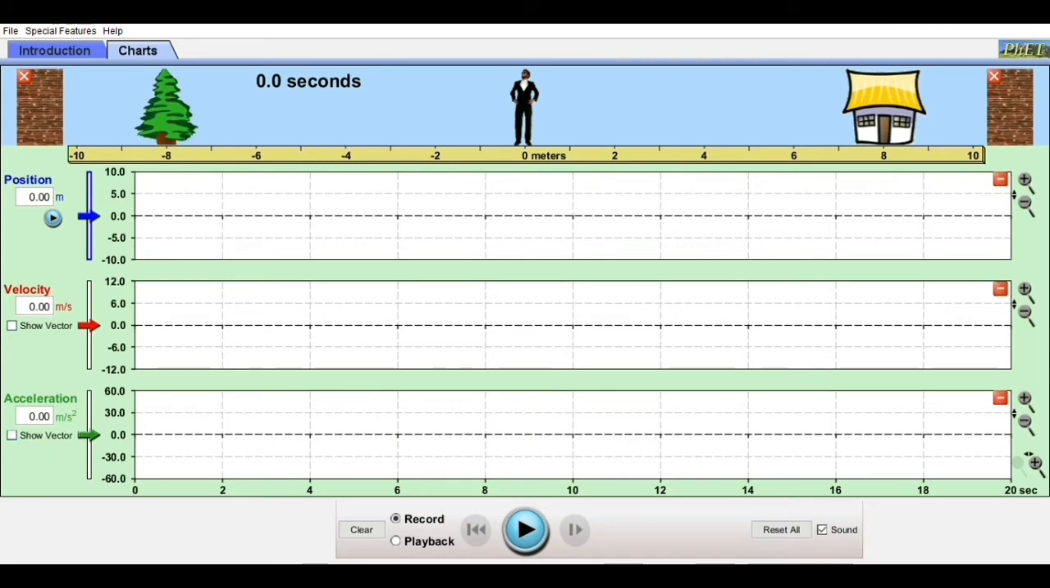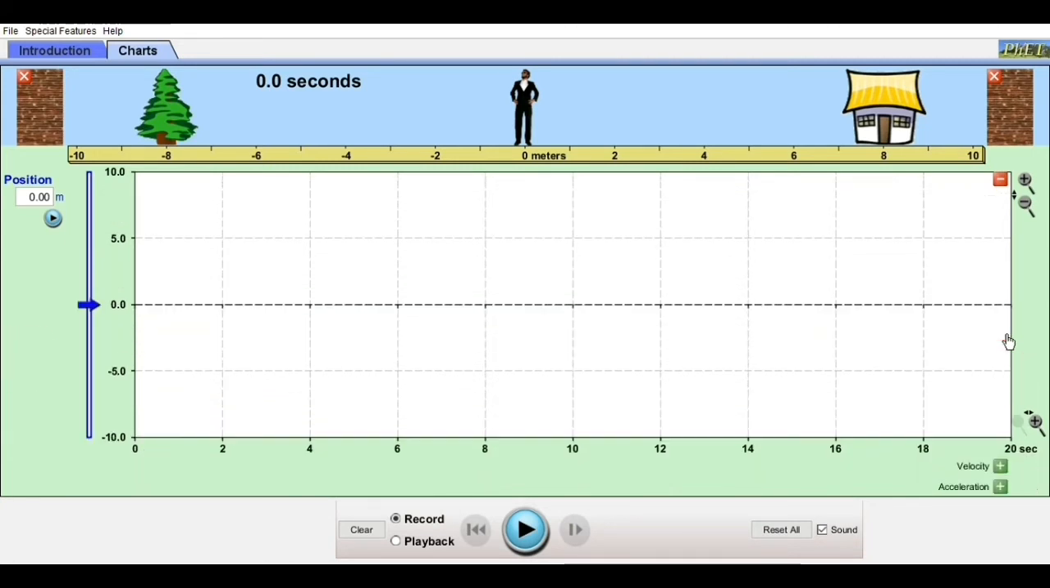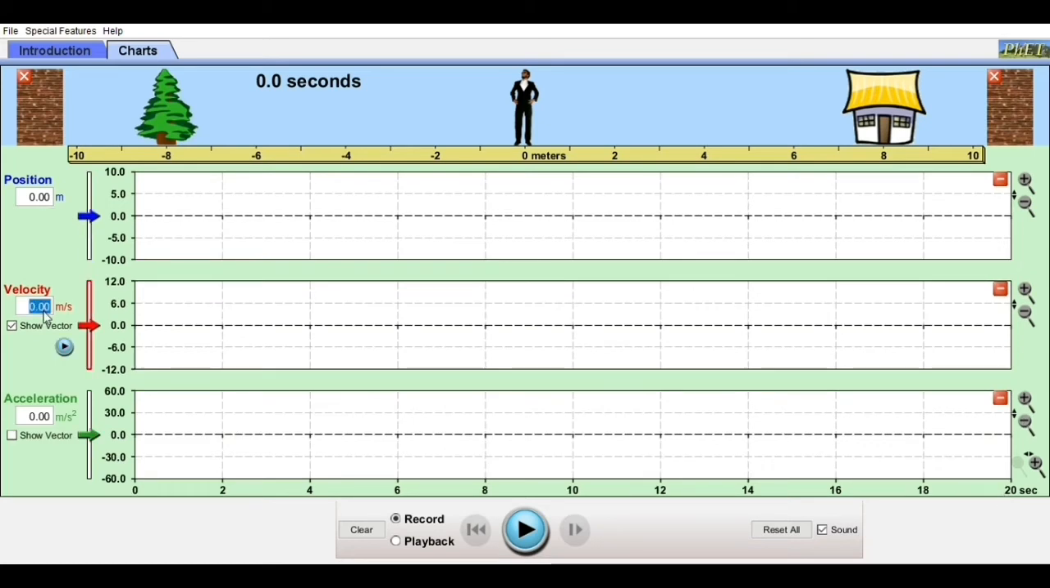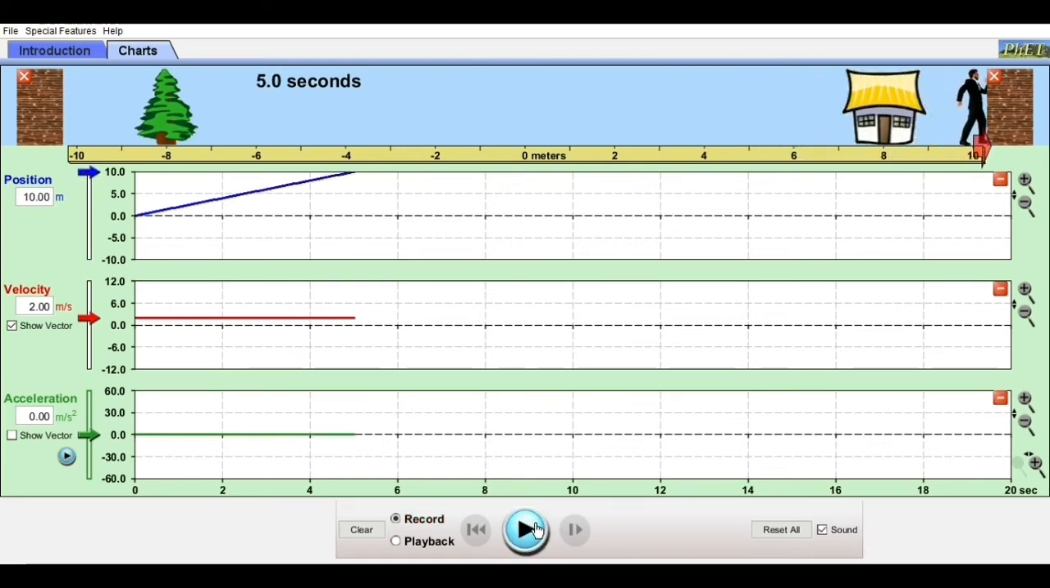Let's minimize this one. Let's first have the position versus time graph. But let's assign acceleration. Let's assign a velocity for the man. Let's have 2 meters per second. And then I want you to look at the graphs. Okay.